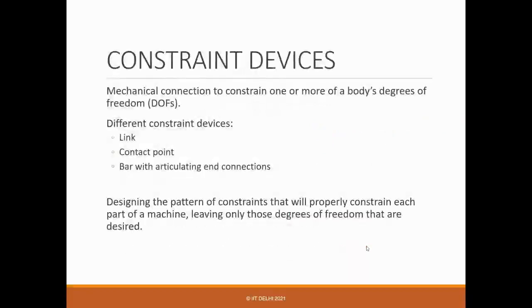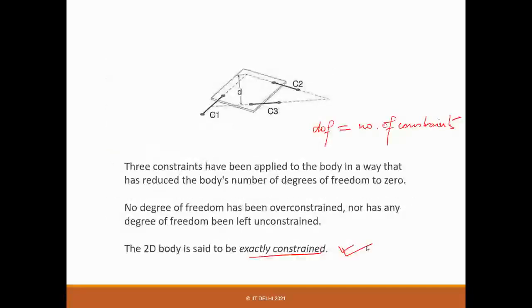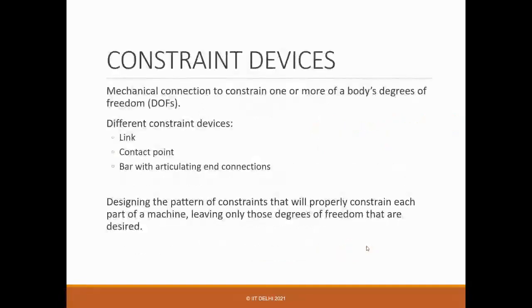So going further, what are the devices? Devices means what are the means, what are the different embodiments? So this is the concept, and this is how we can do it. But how to achieve exact constraint design? When we talk about devices, we mean the mechanical connection to constrain one or more bodies' degrees of freedom, right? And then we are talking about links, contact points, or maybe a bar with articulating end connections, right?